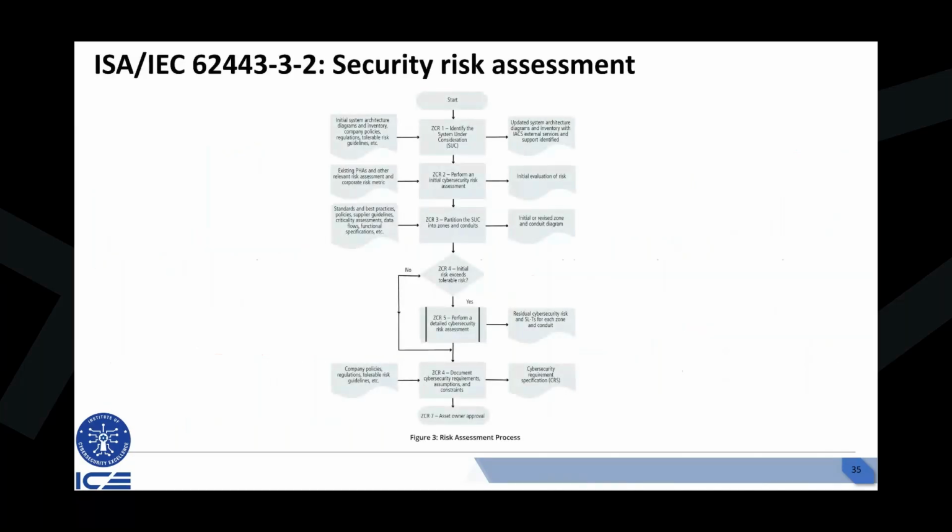I'll skip this one. This is just a picture from the 3-2 standard on how the risk assessment is done. What are the different steps? You identify the system under consideration, you perform an initial risk assessment, and then you partition into zones and conduits, and then you do this and you do this. So there is a very systematic step-by-step process you need to follow to do the risk assessment on the system design.